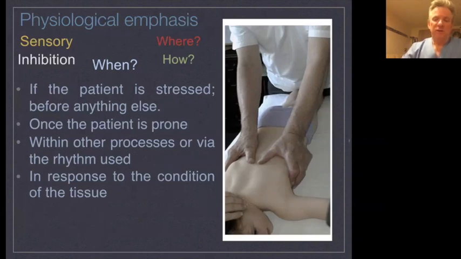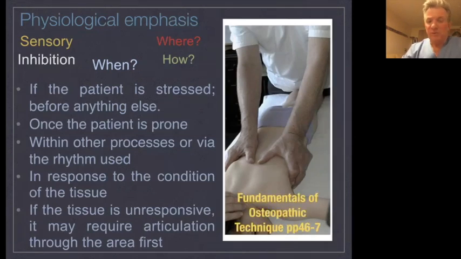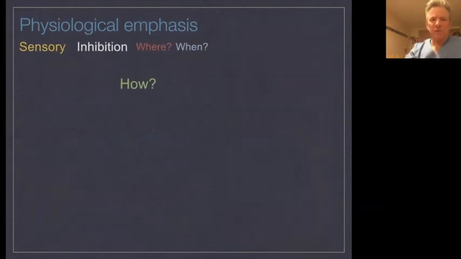So the tissue itself defines how and when you're going to perform inhibition or maybe stimulation. If the tissue is unresponsive, though, it might require that we articulate through that area first. There and other useful tips can be found in Fundamentals of Osteopathic Technique that comes out of the Maidstone of the JWCCO. One of the most useful books I've ever found in osteopathic learning. Not necessarily easy to read or study. It really needs to be studied rather than just looked at.